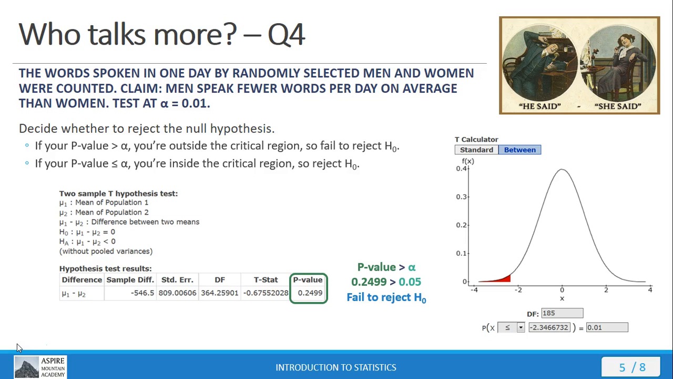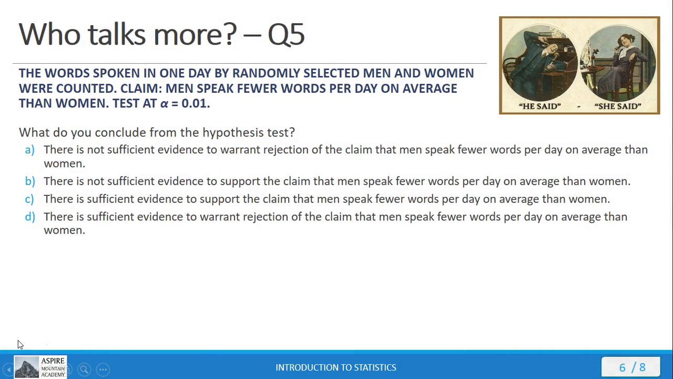Alternatively, we could use the test statistic. Notice that negative 0.6755 puts us somewhere around here. That's outside our critical region, which is our region of rejection, and therefore we're going to fail to reject the null hypothesis. What do we conclude from the hypothesis test?